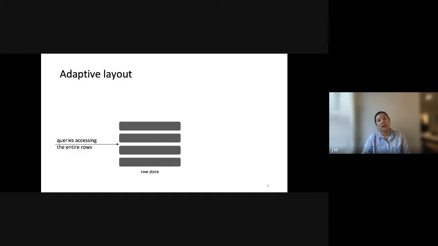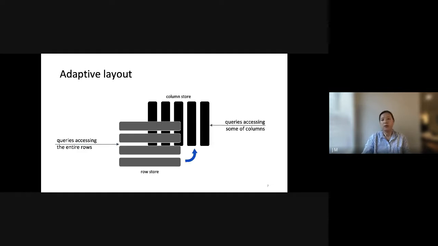In order to provide efficient query processing, there are adaptive layouts that initially build the row stores for queries accessing the entire rows and then convert the row stores into column stores for answering queries accessing only a few columns.